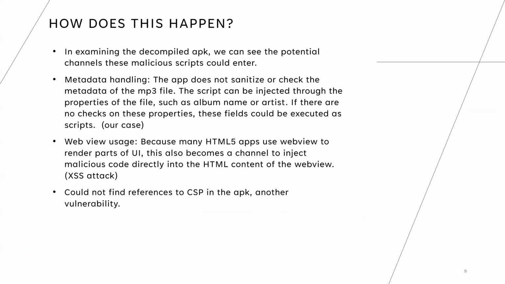So how does this happen? In examining the decompiled APK, we can see the potential channels these scripts could enter. And in our case, the issue is metadata handling. There is no sanitization. The app does not sanitize or check the metadata of the MP3 file, and thus the script is successfully injected and run. If there are no checks on these properties, these fields could be executed as scripts.